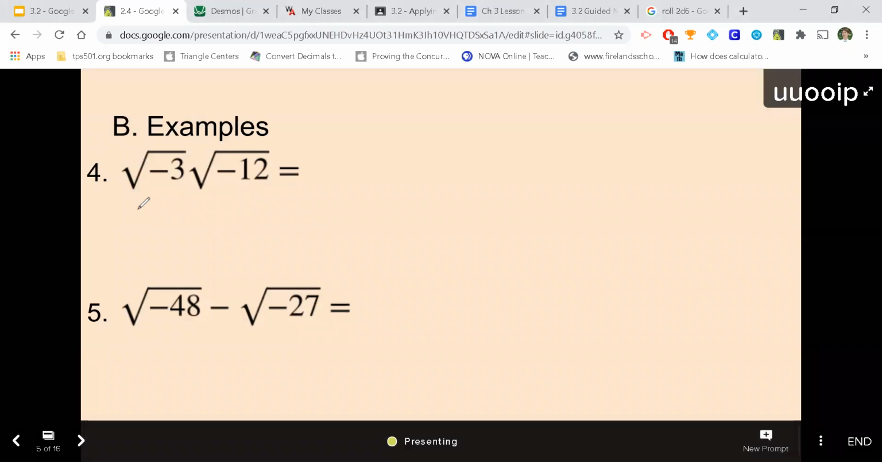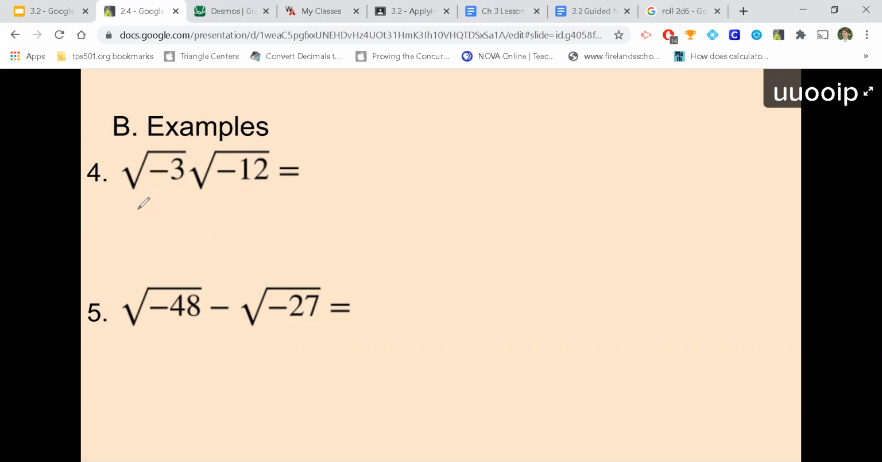Let's do some examples. Okay, here's how you have to do this arithmetic with I. The first step that you have to do is separate your components into stuff you can square root. So first step is you separate into stuff that you can square root.